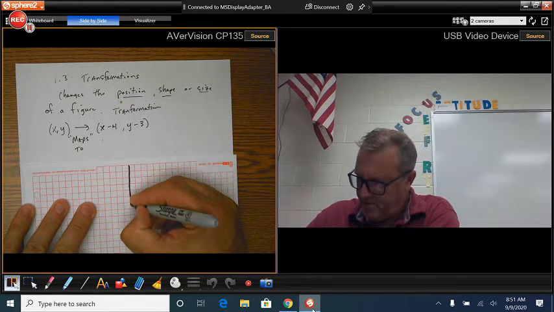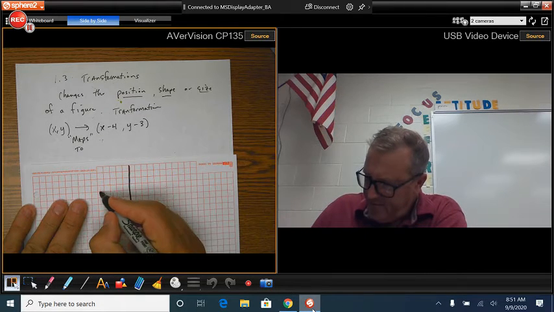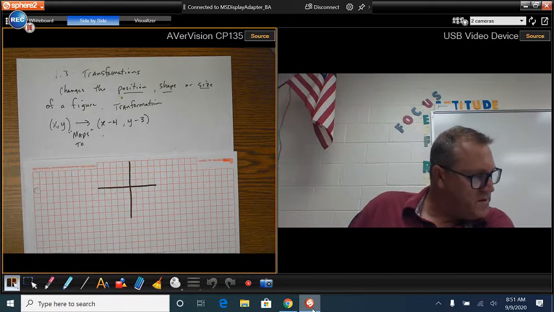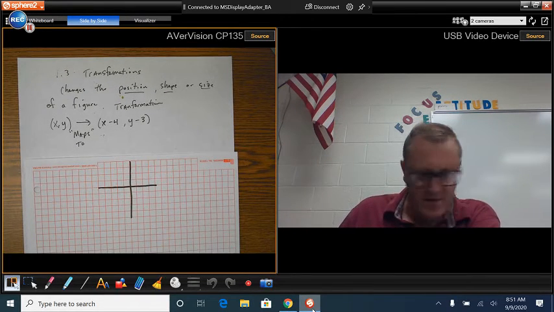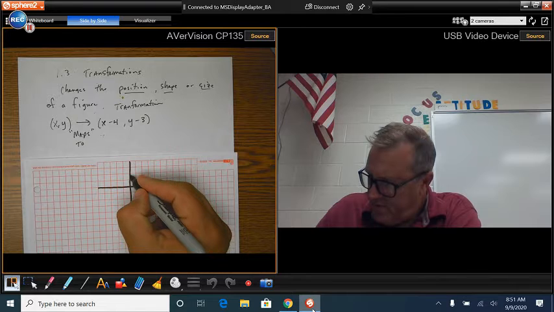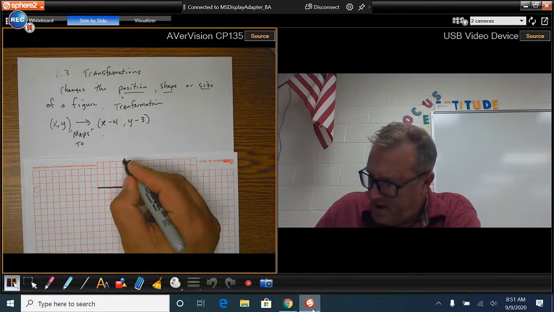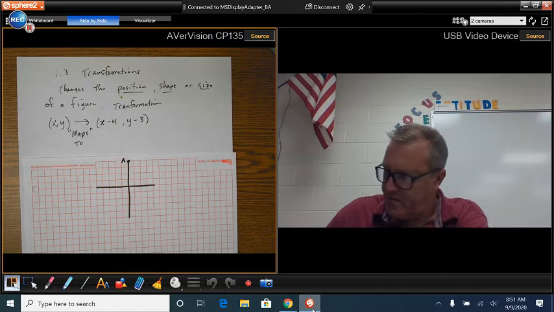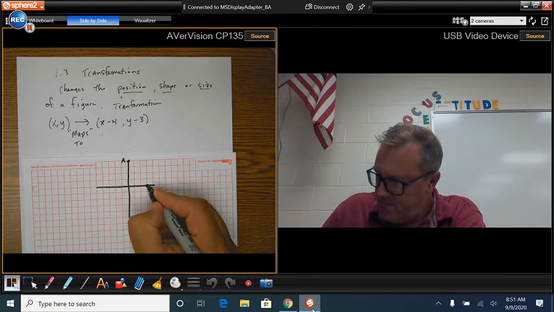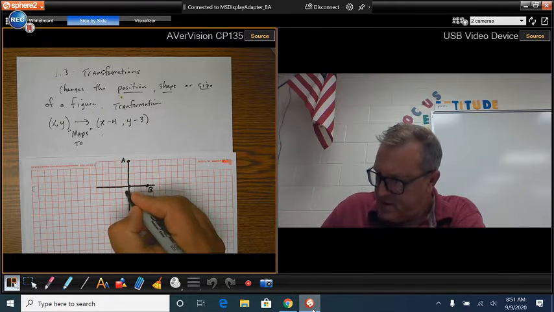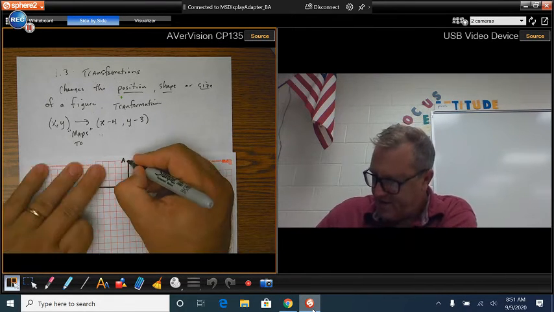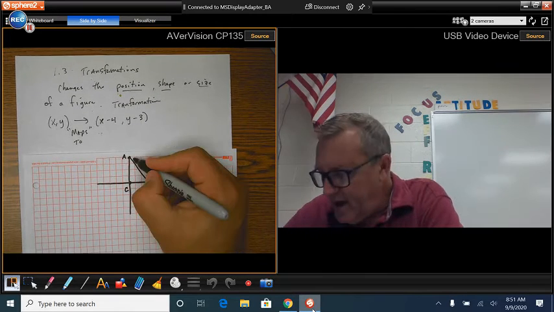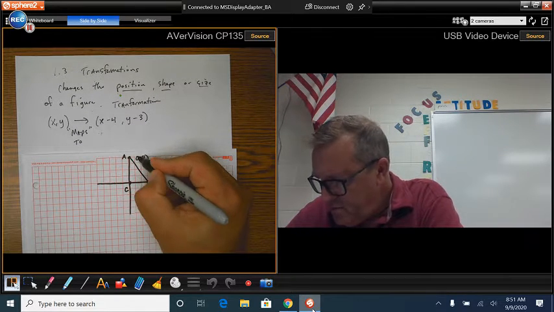All right, now if you look at the picture, they've got an original triangle. I don't need the whole graph. So where's point A? Looks like that's at 0, 4. 1, 2, 3, 4. There's point A. Point B looks like it's at 1, 2, 3. And then C is at 0. And so we got this triangle.